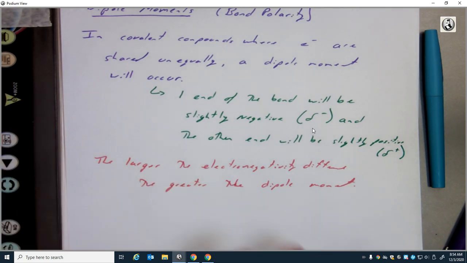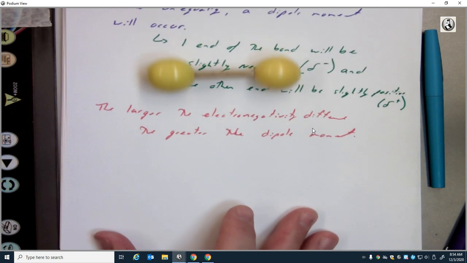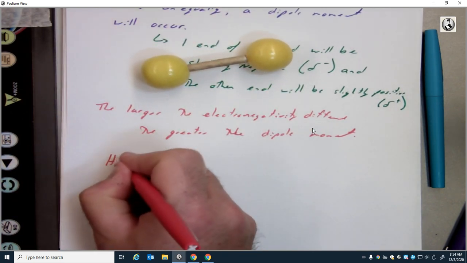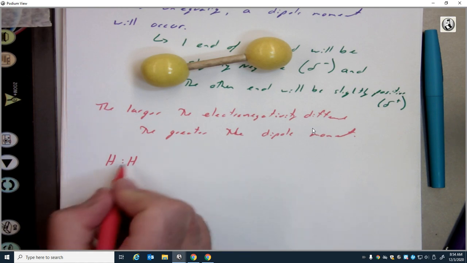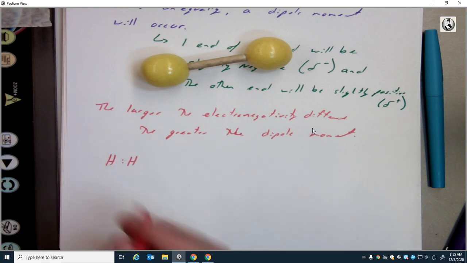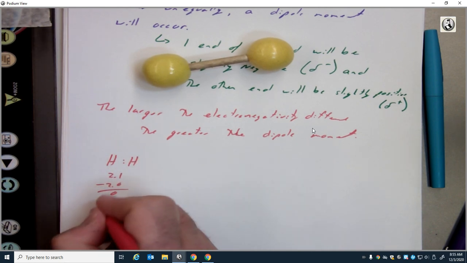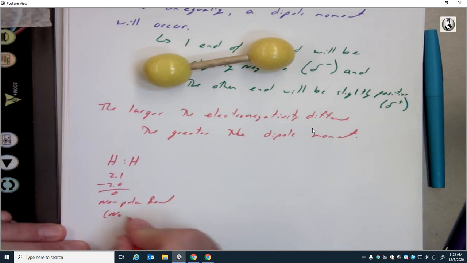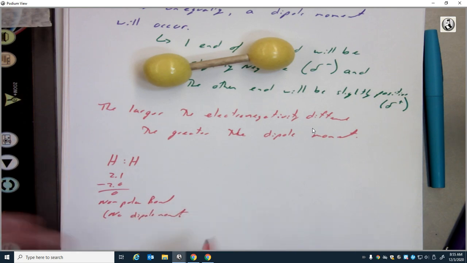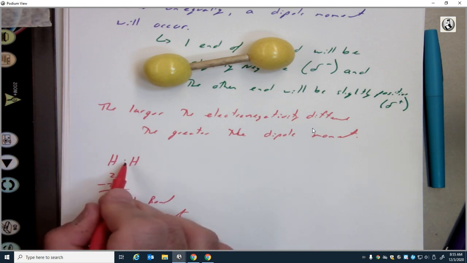All right, so let's look at some of these. Let's start with hydrogen, H2. In hydrogen, it's sharing these two electrons, so this is a single covalent bond. But if we do electronegativity difference, 2.1 minus 2.1 is 0. So this is a nonpolar bond, which means there are no dipole moments. These electrons are equally shared; in other words, they're not pulled one way or the other.